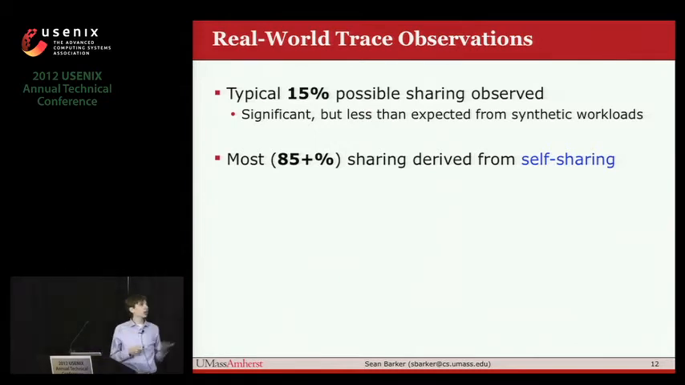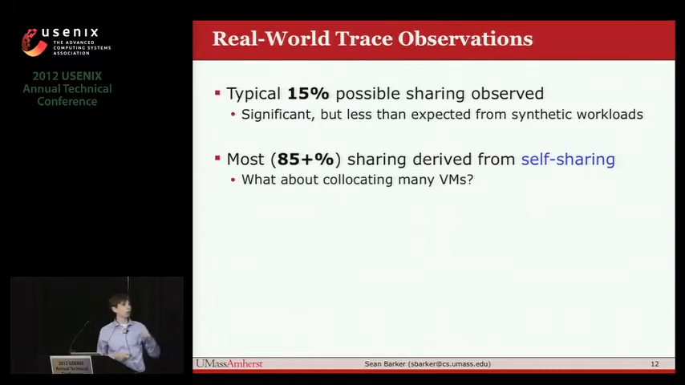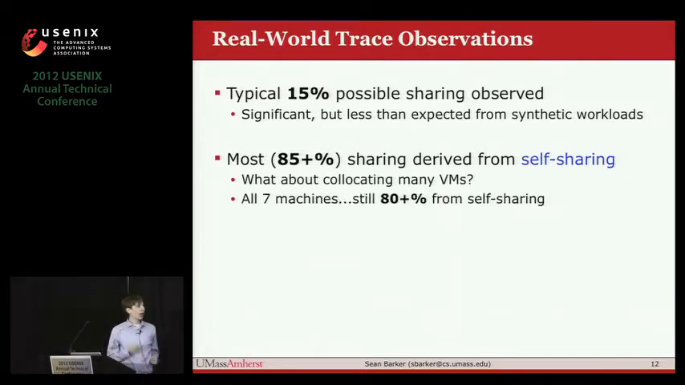Now, one question that is good to ask here is, what about co-locating many VMs? Maybe we only looked at pairs here, but as you add more VMs together, you're going to increase the amount of sharing between VMs, which is true. So we looked at, for example, co-locating all 7 of those machines. When we do that, still over 80% of the total sharing we see is just from self-sharing. Less than 20% is actually contributed from sharing between those 7 machines.